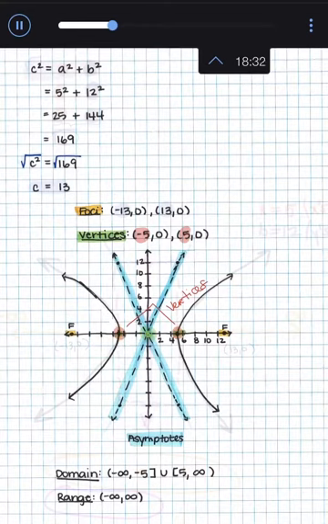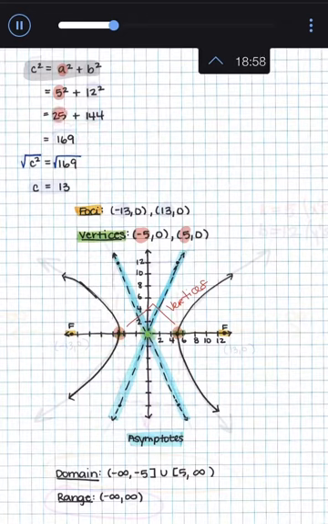Okay, so you went 5 to the left and 5 to the right. That created your vertices from the center, 0, 0. Okay, coming up with your foci. Remember, your foci for your hyperbola is actually a little bit different. It's c squared equals a squared plus b squared. Well, we said a was 5.